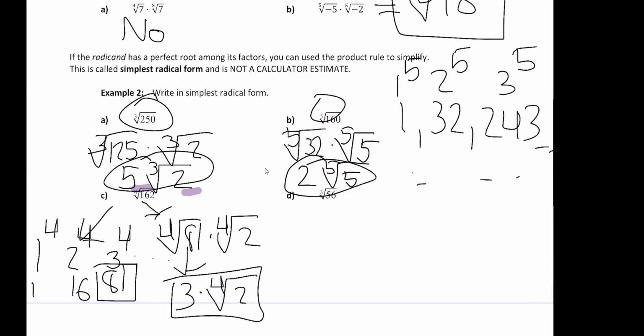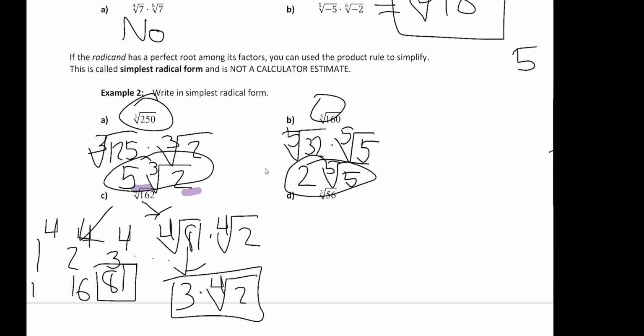D, we have a cube root. The more you do these, you kind of remember your perfect numbers, especially if you're dealing with them a lot. So you probably don't have to list them out, but your perfect cubes are 1, 2 cubed is 8, 3 cubed is 27, 4 cubed is 64. You never go bigger than what you start with, and you always want to do the biggest one if possible.